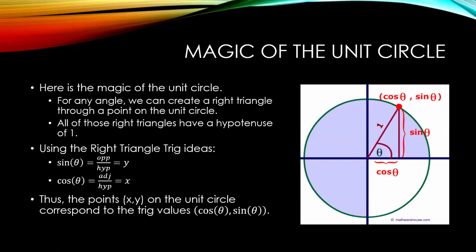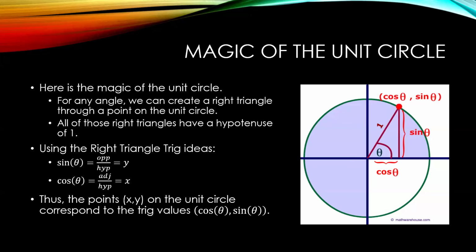Now here's the magic of the unit circle. For any angle, we can create a right triangle through a point on the unit circle. All of these right triangles have a hypotenuse of 1. And so if we are doing right triangle trig on these points on the unit circle, the sine is the opposite over the hypotenuse. Well, that's just the y value. The cosine would be the adjacent over the hypotenuse, which is just the x value. And so that means that every point on the unit circle corresponds to the cosine and the sine.